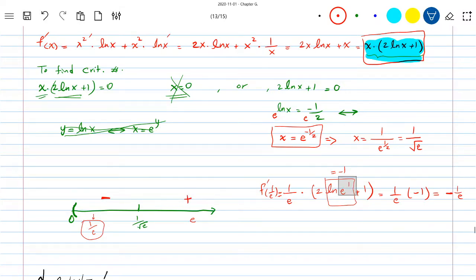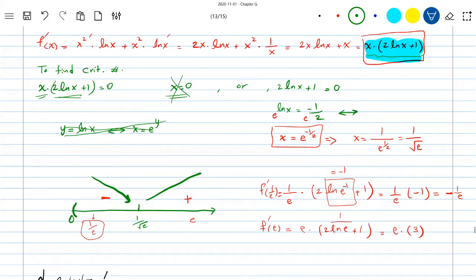Everything would be the same, except here you would have e. So you will get f prime of e would be e times 2 ln e plus 1, which would be e times 3. ln e would be simply 1. So you'll get a positive number. So this means the function is decreasing here, increasing there. I have a local minimum. It turns out to be an absolute minimum because the function is decreasing then increasing. So this point would be an absolute minimum actually.